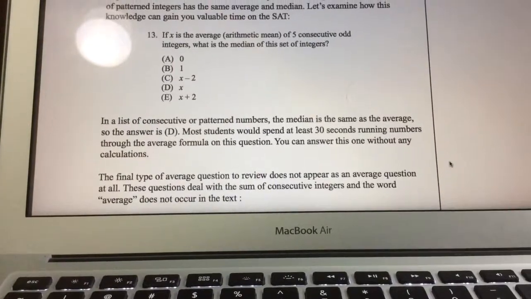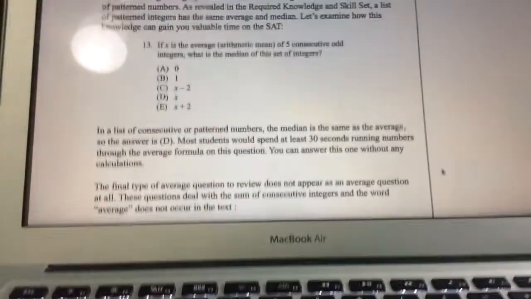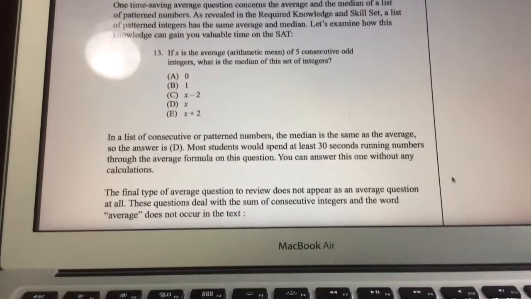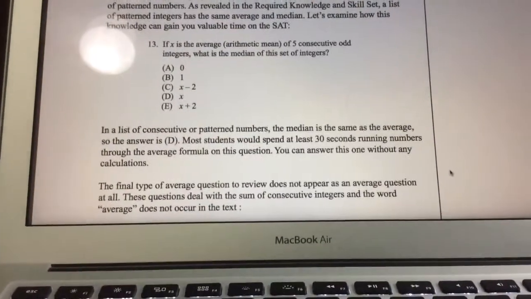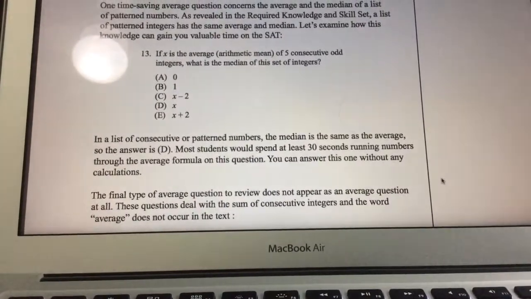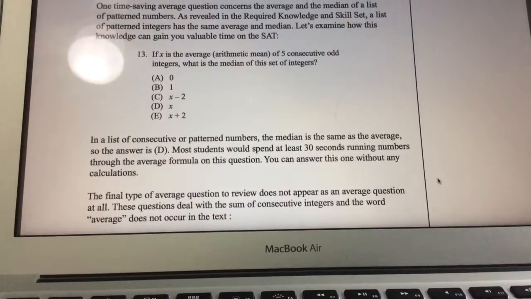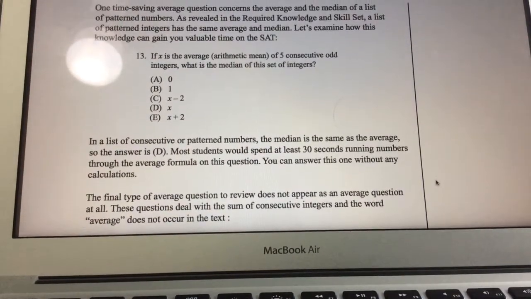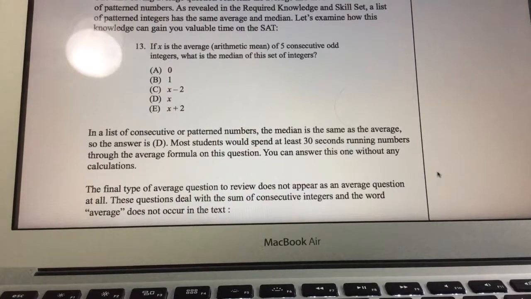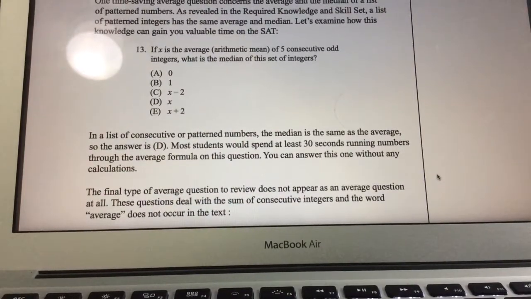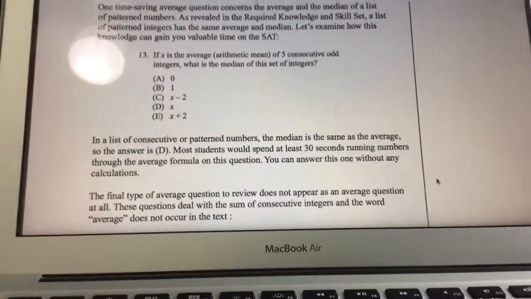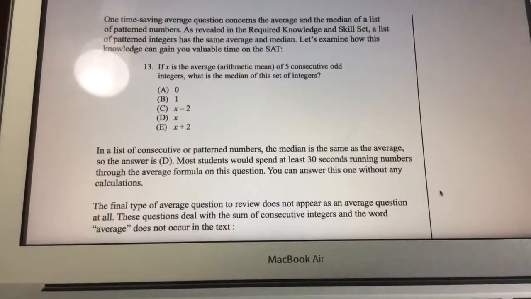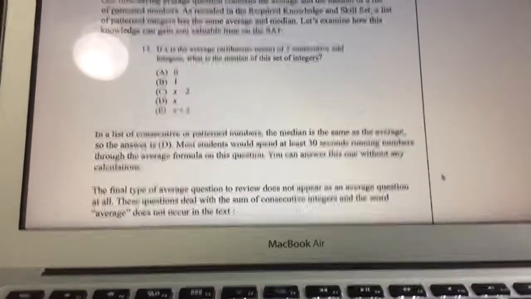The answer is x. In a list of consecutive numbers, the median is the same as the average, so the answer is D. Did you listen to that, guys? That was the tip that I wanted to give you. The median is the same as the average when there is a consecutive list of numbers. So when you see odd numbers in a sequence, the average and the median are going to be equal. That's a trick, and you save a lot of time, believe me.